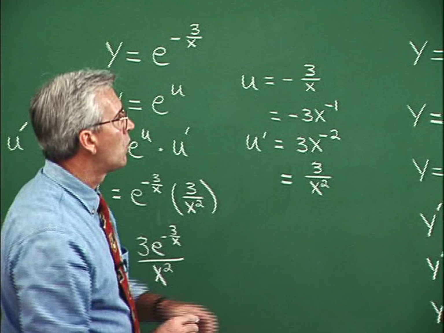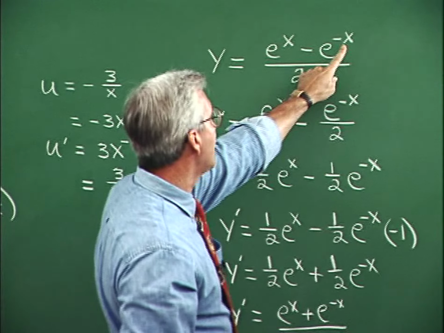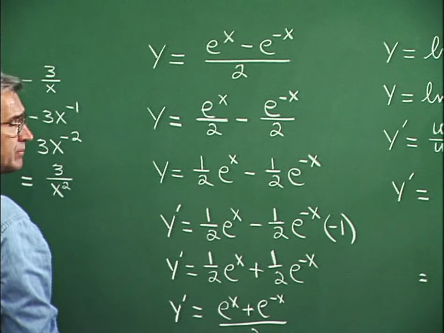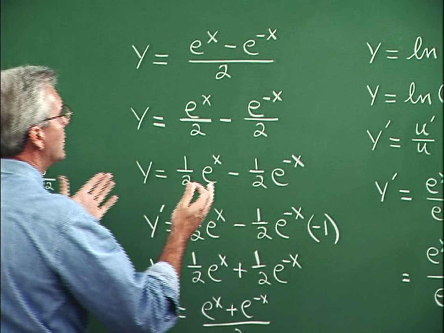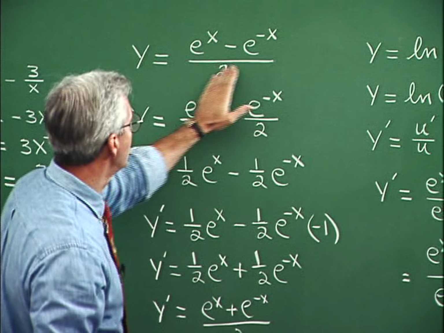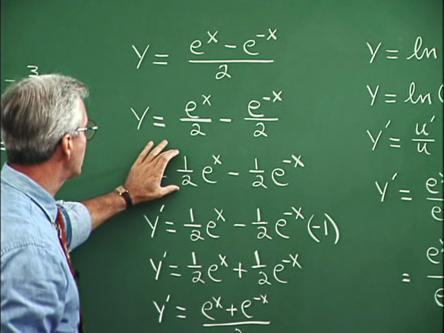Here's another one. Y is e to the x minus e to the negative x, all over 2. Now we're going to take the derivative, and we would like to look at separate terms here, so we would probably manipulate a little bit like this. We would divide 2 into both parts here, like this. We would probably write this with a distinct coefficient of 1/2 in both places.